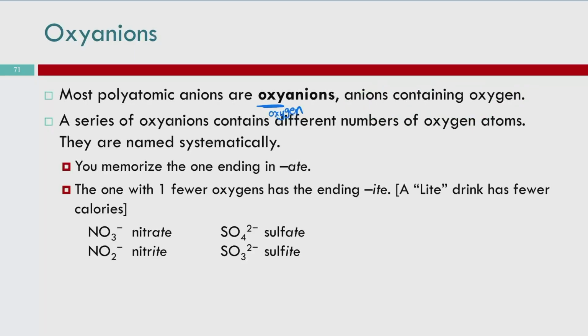The unfortunate thing about this is that there's some memorization to do. The fortunate thing about this is that it's systematic, and so there's not as much memorization to do as it might look like initially. They're named systematically. The one that you should memorize is the one that ends in ATE. On your green sheet, on the side that's got all the ions on it, if you look at the top, there's a whole table of all of the different oxyanions and the ATE forms.